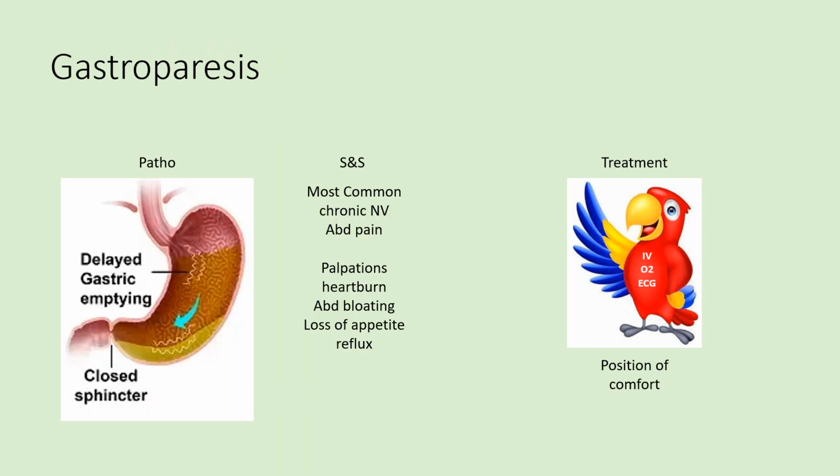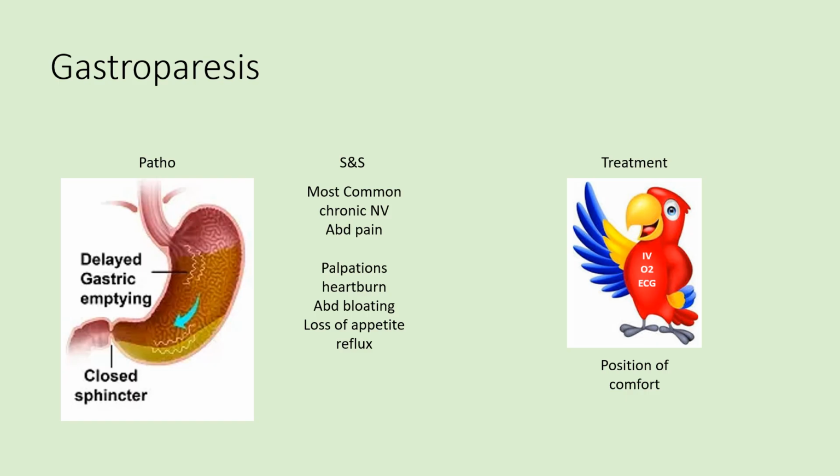Next is gastroparesis. It's a delayed emptying of the stomach. Most common cause is high levels of blood glucose, which affect the nerves. That vagus nerve becomes damaged after years of high blood glucose levels. Other causes are anorexia, bulimia, Ehlers-Danlos, and Parkinson's disease.